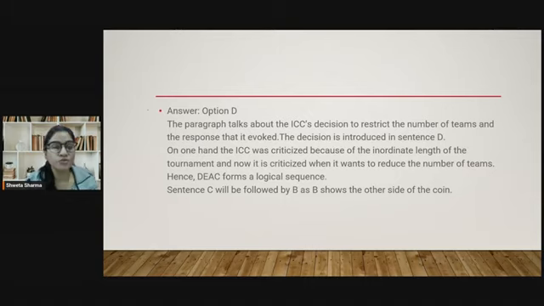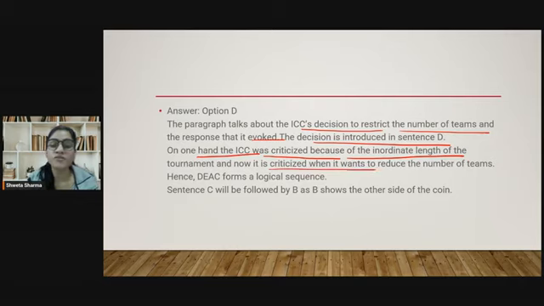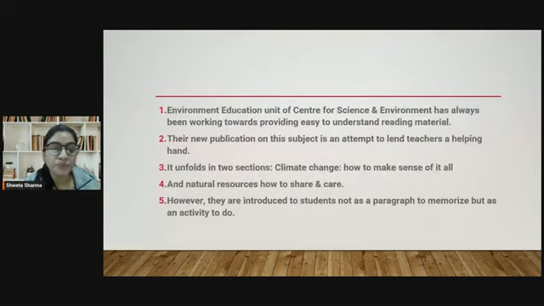So you can also go to the solution. The paragraph talks about the ICC's decision to restrict the number of teams and the response that it evoked. It's introduced in sentence D. On one hand, the ICC was criticized because of the inordinate length of the tournament, and now it is criticized when it wants to reduce the number of teams. So DEAC is what the sequence follows here, and then eventually B shows the other side of the coin, right?